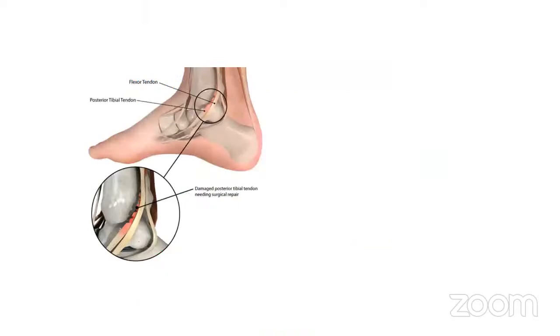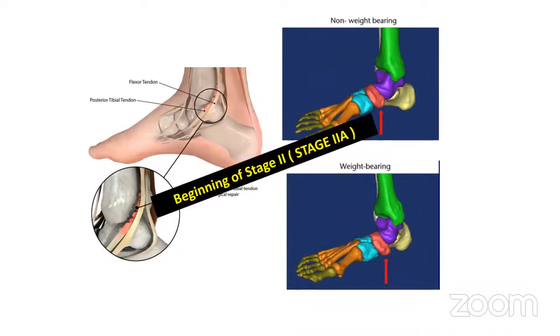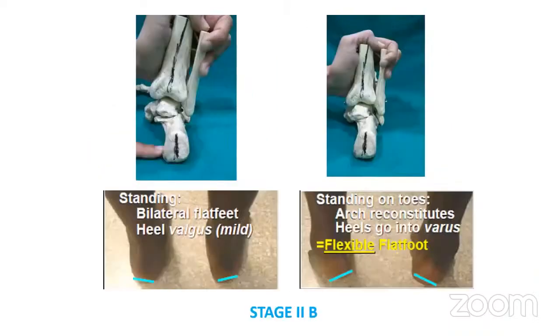Now, when we're looking at the next stage, we are looking at a tibialis posterior tendon which is a little beyond damaged, so this requires a surgical repair. And when we do weight bearing, we also appreciate that the navicular is dropping down, and this is the beginning of a stage 2A. So when this is seen, we have to plan for something more. We can look at it in the stage 2B now.